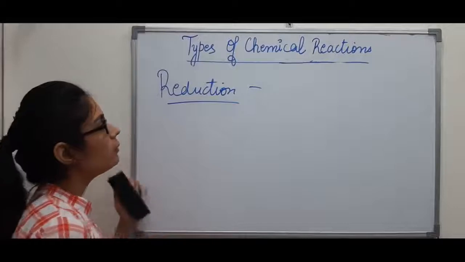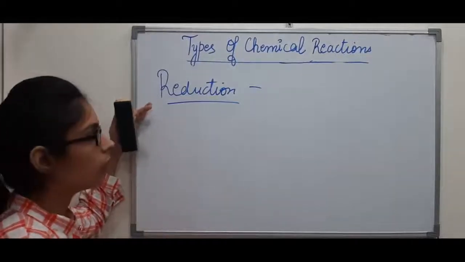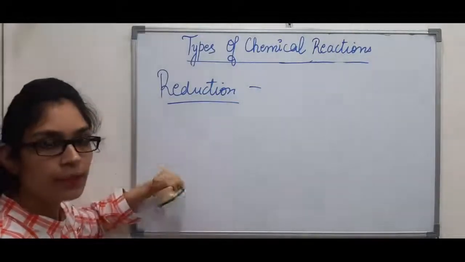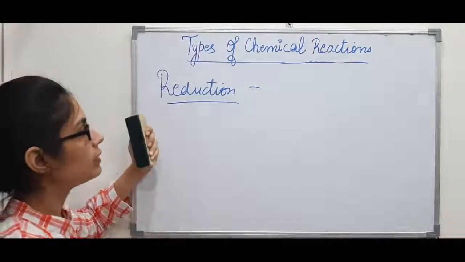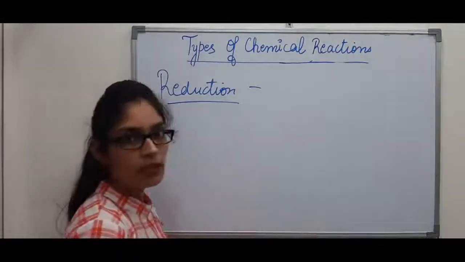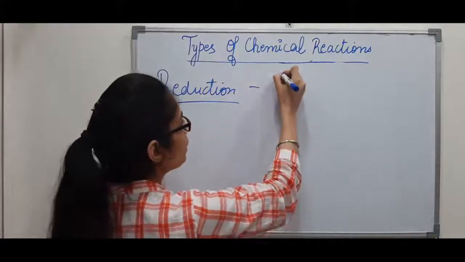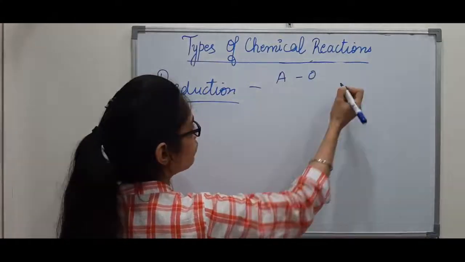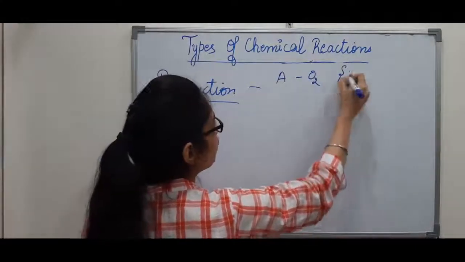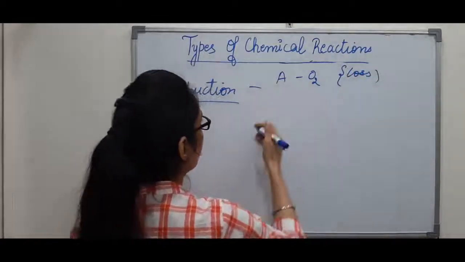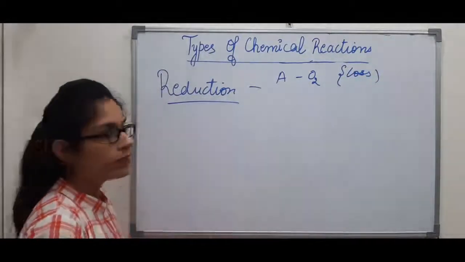Let's understand the meaning of reduction reaction now. So reduction is completely opposite to oxidation. Oxidation was addition of oxygen, so reduction will be minus of oxygen. Minus of oxygen means loss of oxygen. And oxidation was also loss of hydrogen.